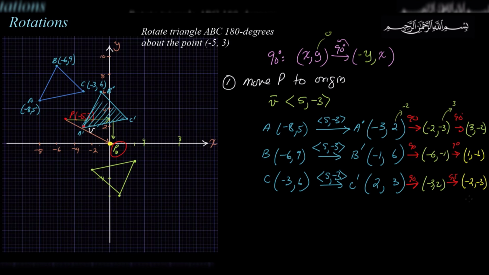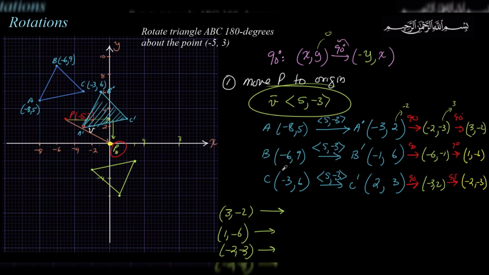So we take these 3. Let me put them over here. So we have (3, -2), and then (1, -6), and then I have (-2, -3), and then I have to apply the vector that will take them back, the reverse of this vector. What's the reverse of the v vector? Well, we can call that vector w.